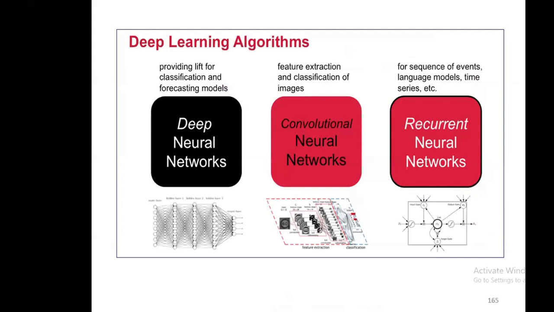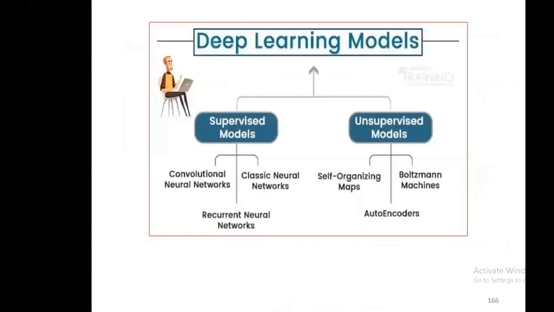These are the popular algorithms: DNN, CNN, RNN. DNN stands for deep neural networks, providing lift for classification and forecasting models. Then CNN, especially for image classification, we are using CNN for feature extraction and classification of images. And RNN, recurrent neural networks, for sequences of events, language models, time series, etc. Deep learning models we classify as supervised and unsupervised. Supervised: CNN, classic neural networks, recurrent neural networks. Unsupervised: self-organizing maps, Boltzmann machines, autoencoders especially we are using.